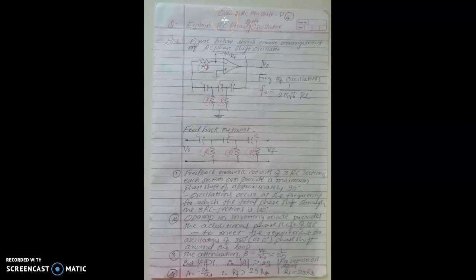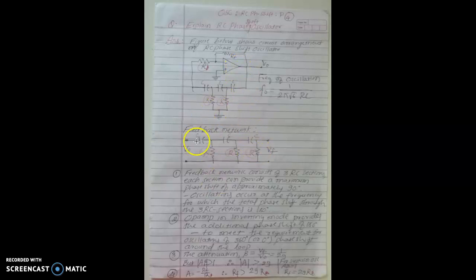Let us see a kind of oscillator which is very popular, that is the RC phase shift oscillator. The circuit diagram of the RC phase shift oscillator is of this kind. It consists of a basic amplifier using an op-amp in this manner and a feedback network. In the feedback network we have three sets of RC, so we say that the feedback network consists of an RC ladder network, a ladder of RC combinations.